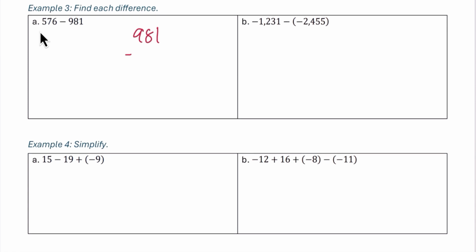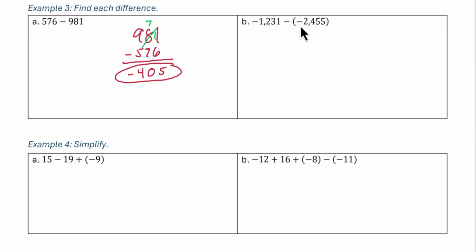981 minus 576. We need to borrow from the 8s, making that 11 minus 6, which is 5. 7 minus 7 is 0. 9 minus 5 is 4. And we want to make sure we keep the sign of the larger number. 576 is positive. We can think of this as minus or negative 981. Since the larger number is negative, we will make that negative 405.